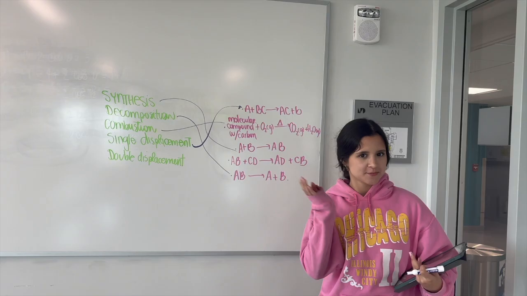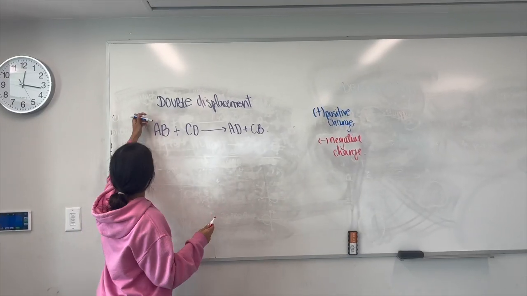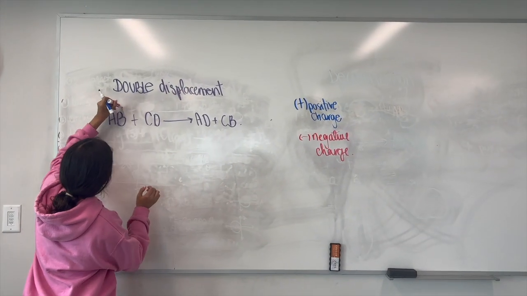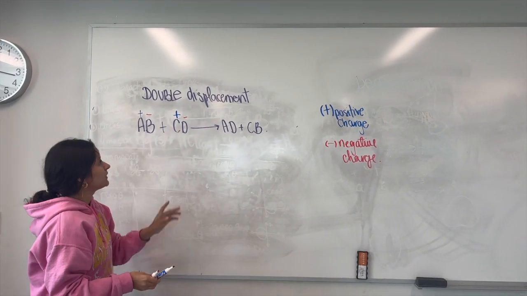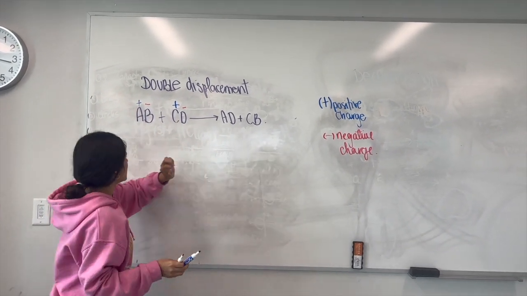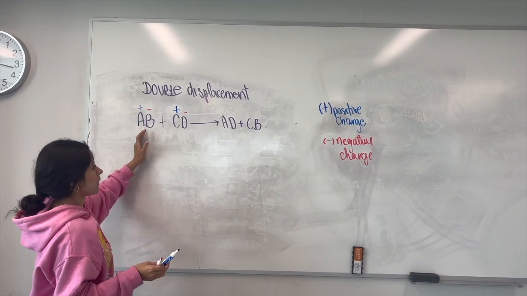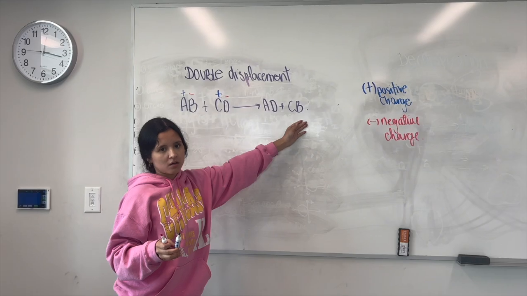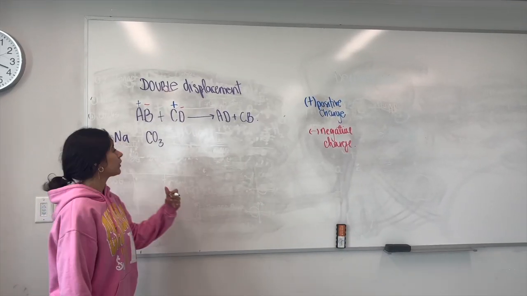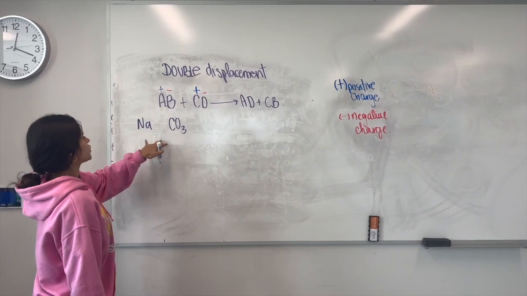So now the only one that is missing is double displacement. Now, in the case that A is positive, B is negative, C is positive, D is negative, that's going to explain the arrangement that we have over here. Because the positive is going to go with the negative, so that's why AD is here together. And then CB, positive, negative, is going to come over here. Now, let's suppose that we are going to combine these two.